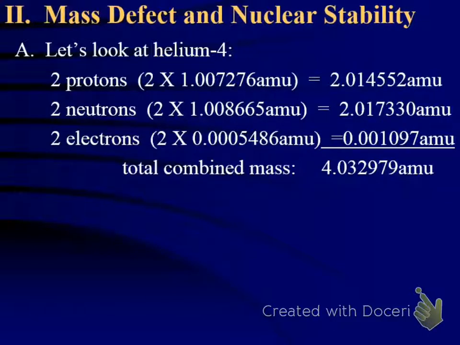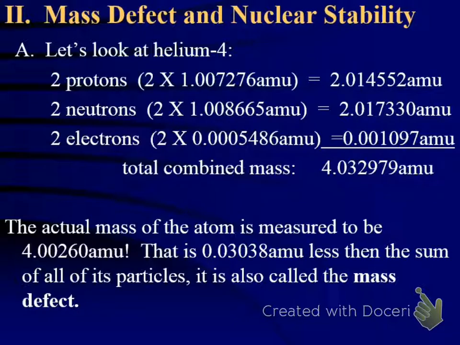Look at my periodic table. What is the actual mass of a helium atom? Average atomic mass. 4.00260. The actual mass is 4.00260. So that's a difference of 0.03 AMU, and it's called the mass defect.